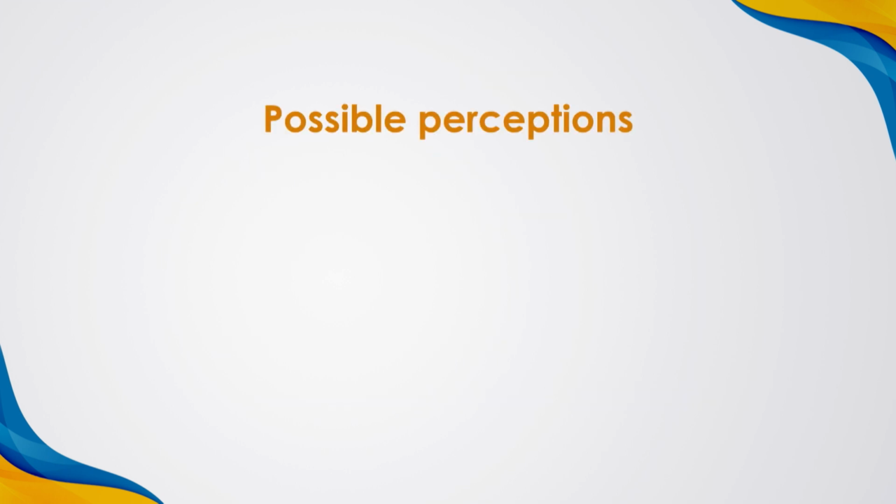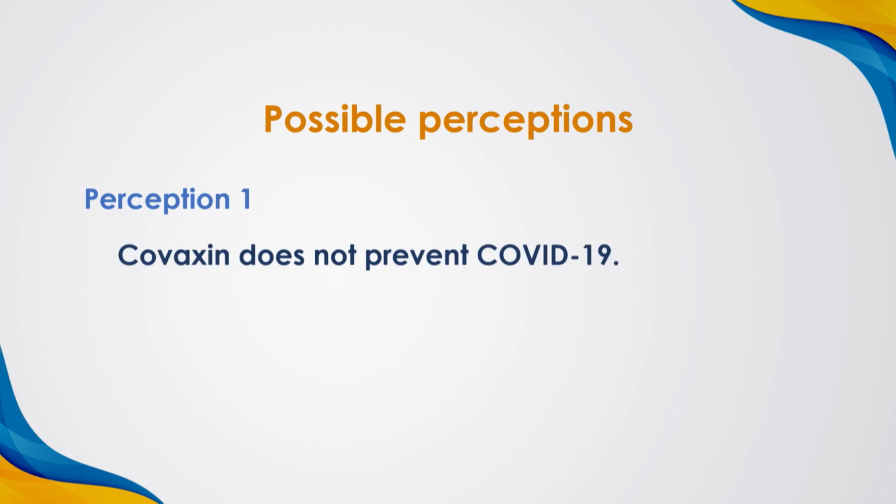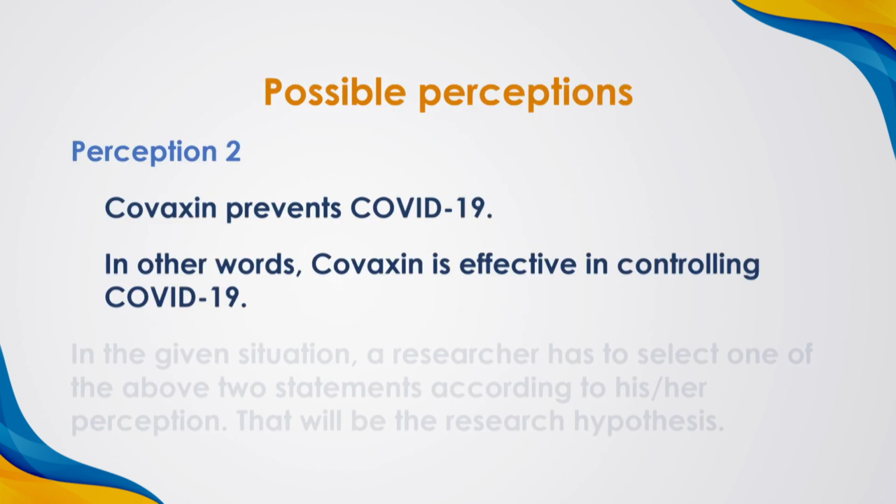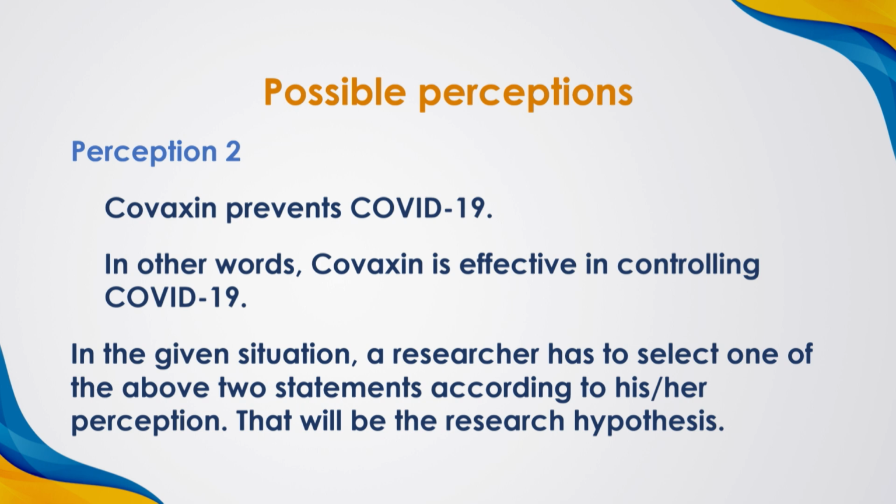The possible perceptions are: perception 1, Covaxin does not prevent COVID-19. In other words, Covaxin is not effective in controlling COVID-19. The other, perception 2, is Covaxin prevents COVID-19. In other words, Covaxin is effective in controlling COVID-19. In the given situation, a researcher has to select one of the above two statements according to his or her perception. That will be the research hypothesis.